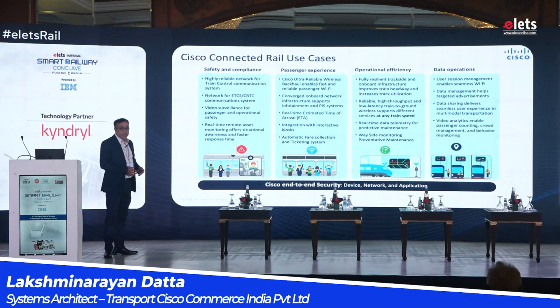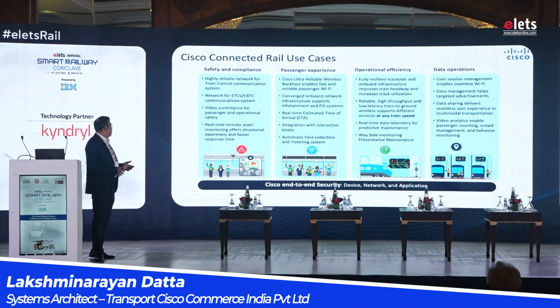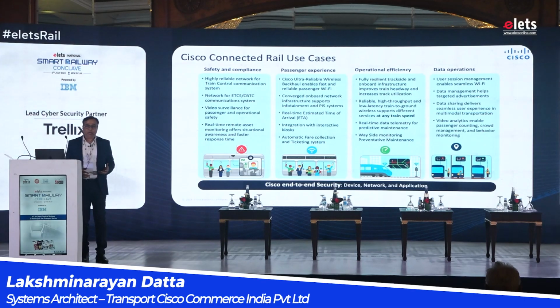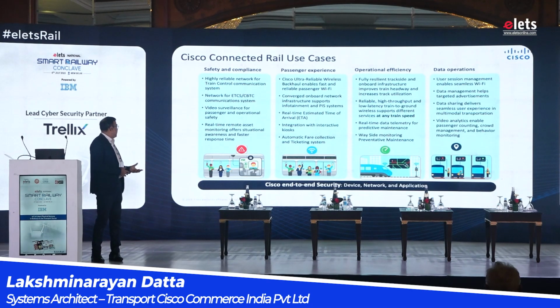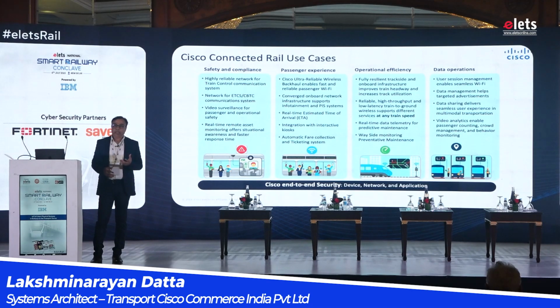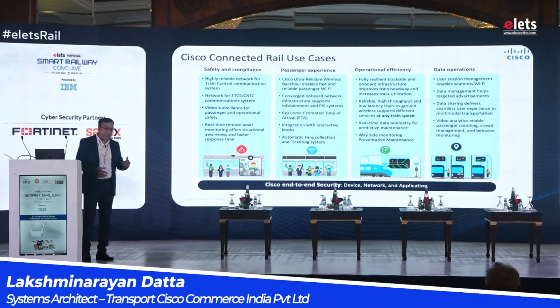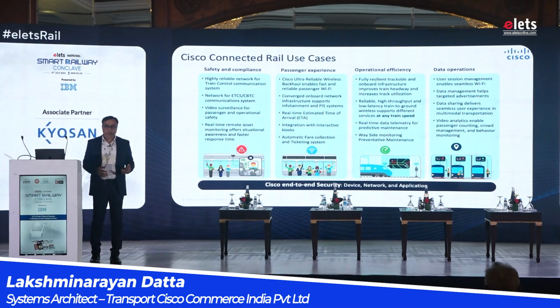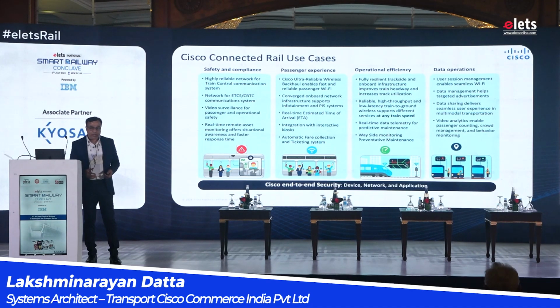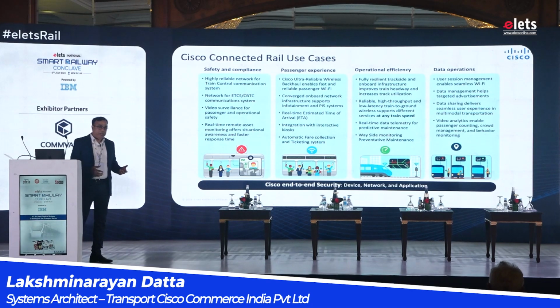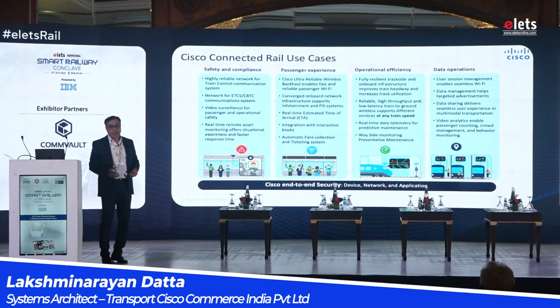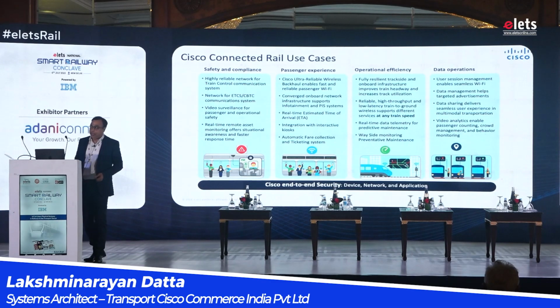When you talk about safety and compliance, it is basically about a highly reliable network. A highly reliable network means connectivity for communication and control, such as CBTC or ETCS networks, where we need seamless as well as mission-critical connectivity. Today RDSO is also working on that front, with LTE upcoming, and they have already floated a tender. We have also participated and are planning to do a trial. And not only LTE, other than LTE there are also some other wireless technologies which provide such connectivity for the railway network, which I will touch upon.